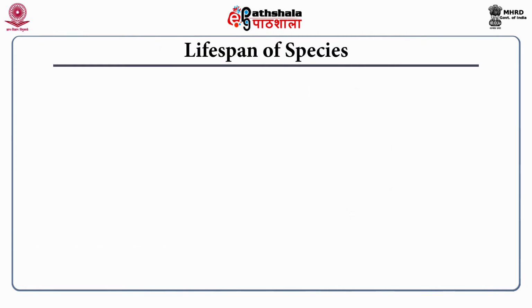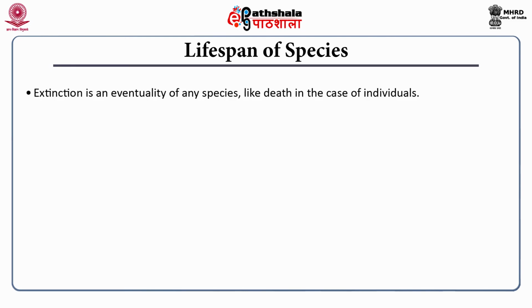So, the lifespan of a species. How long will a species live? Again, it depends upon various species and various lineages of the tree of life. For example, the average lifespan of a species is determined to be 3 million to 10 million years. So, that is the average lifespan.